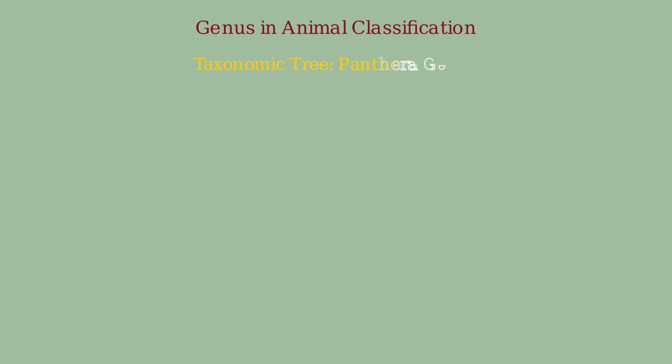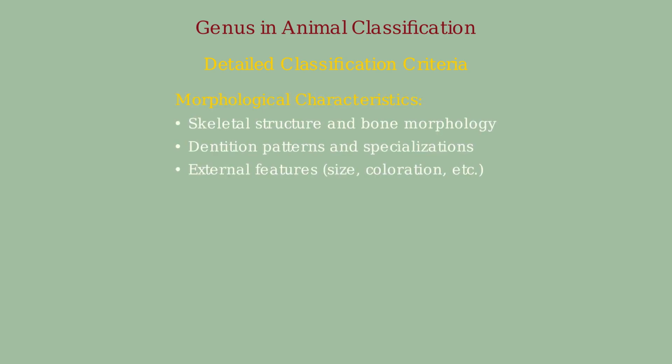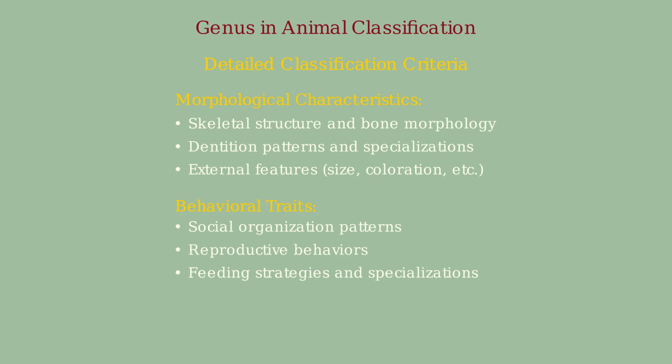Let's visualize how the Panthera genus fits within the taxonomic hierarchy using a branching tree diagram. Let's explore the detailed criteria that taxonomists use when defining animal genera. Morphological characteristics include skeletal structure, dentition patterns, and external features that reflect evolutionary adaptations. Behavioral traits such as social organization, reproductive behaviors, and feeding strategies often align with genus boundaries. Genetic evidence has become increasingly important, using DNA sequence homology, chromosomal structure, and molecular phylogenetics to confirm evolutionary relationships.